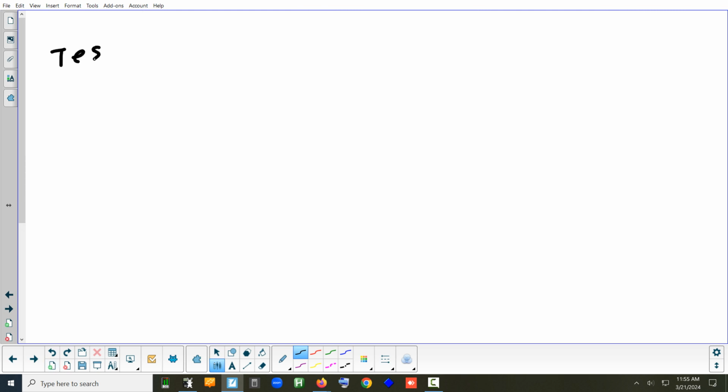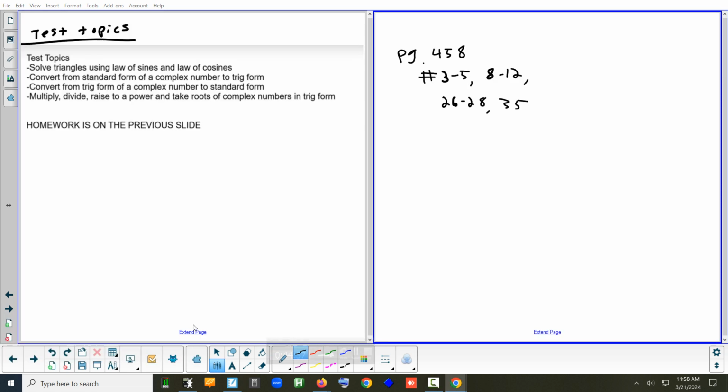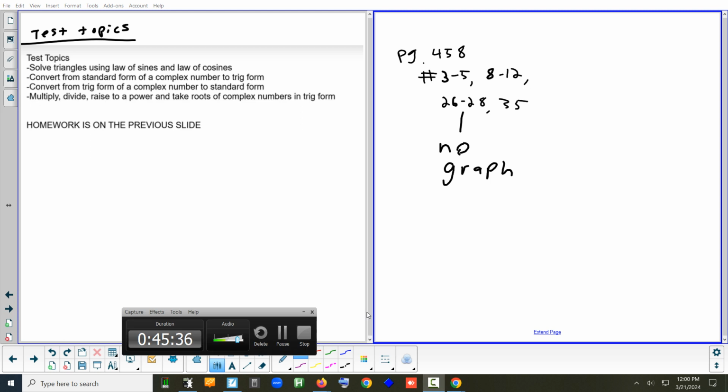Okay, let me put up the test topics. It's going to be okay. Okay, so on 26 to 28, in the book, they say to do a graph. We're not doing the graph. You can still solve the other part, but you don't have to graph your answer. Okay, so we'll take a look at that first thing tomorrow, and then the test will be on 8.1 part 2 through 8.4.